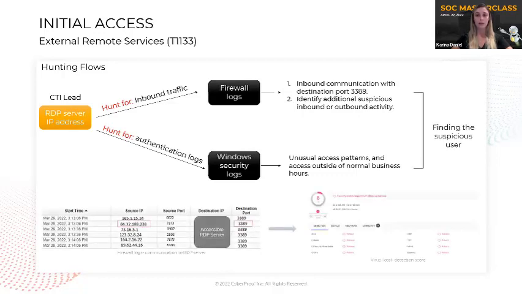The next step will be extracting all the IPs that communicated with this RDP server. As you can see here on the screen, I'm taking all the source IPs that I found and I'm validating them in VT, as shown in the example.